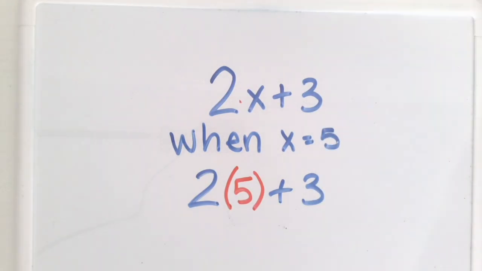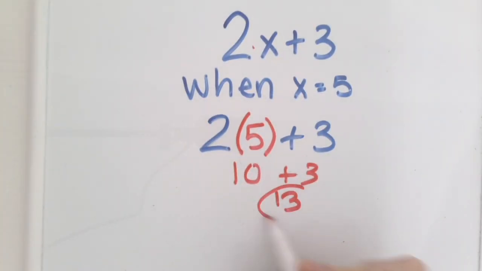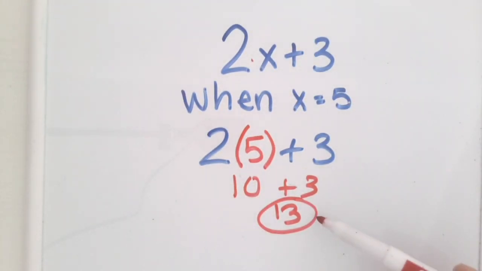But this is a pretty easy problem to solve, even if you're doing it in your head. 2 times 5 is equal to 10. Well, 10 plus 3 is equal to 13. So our answer, when we evaluate this expression, when x is equal to 5, the answer is 13.